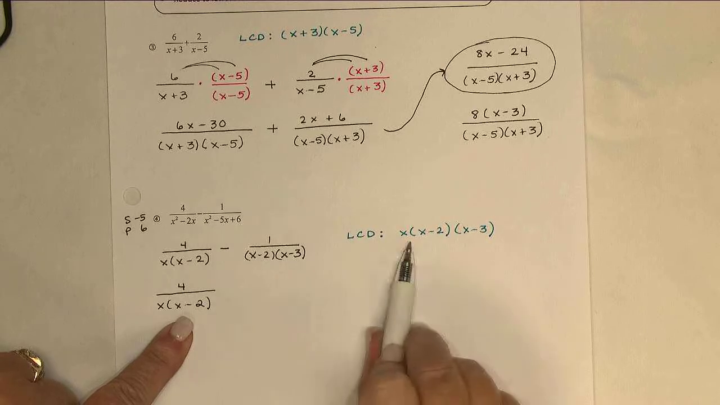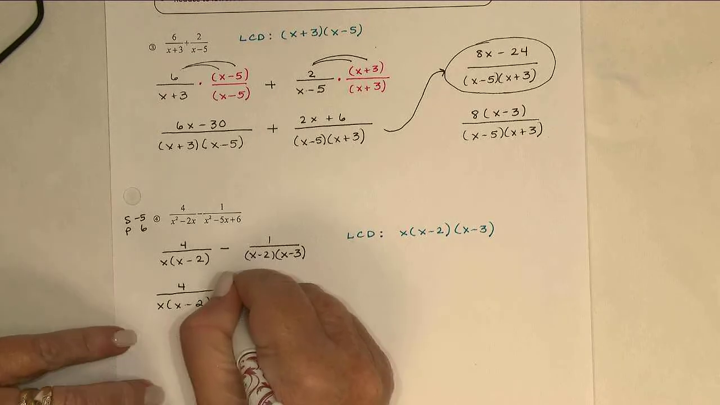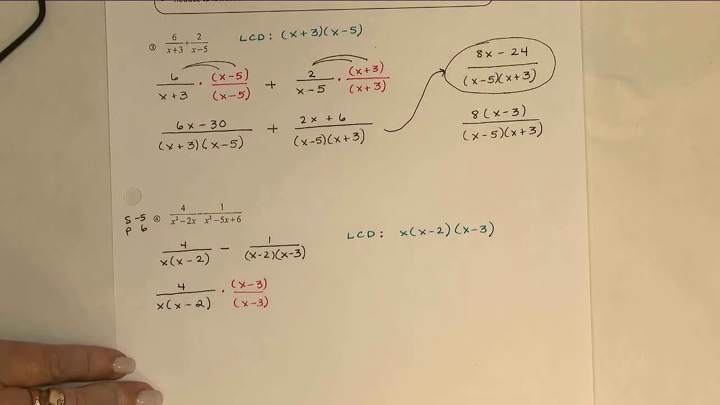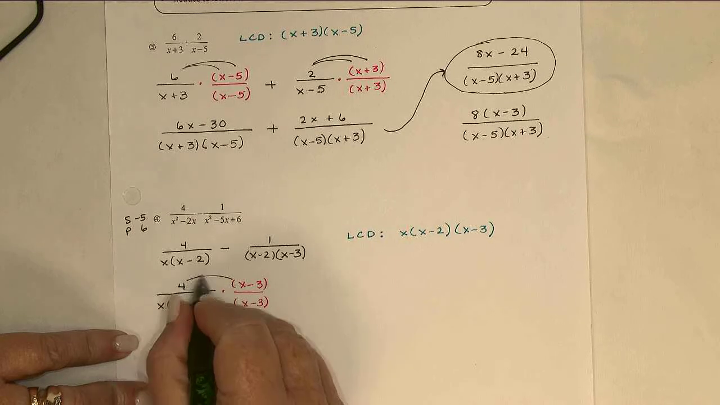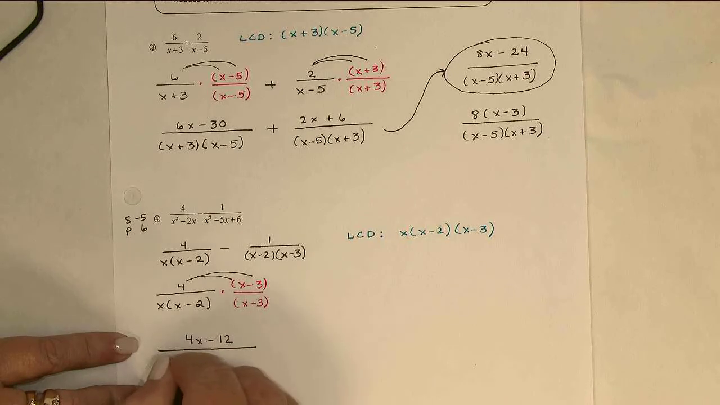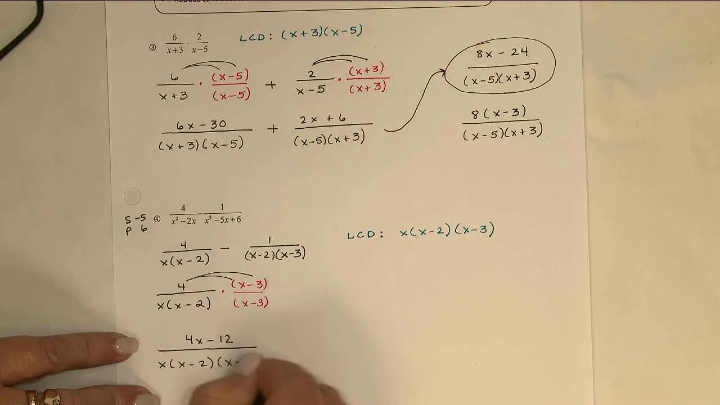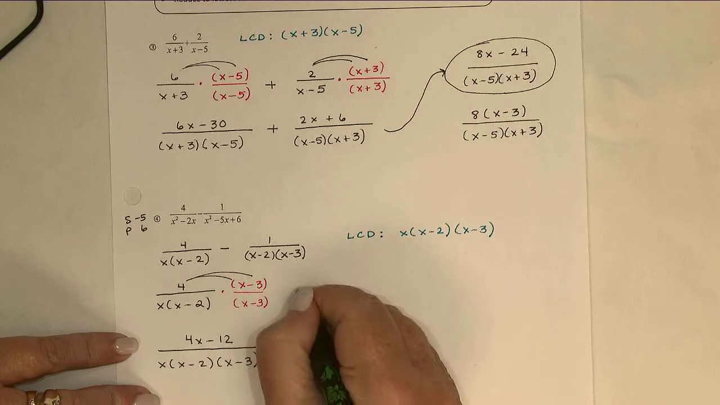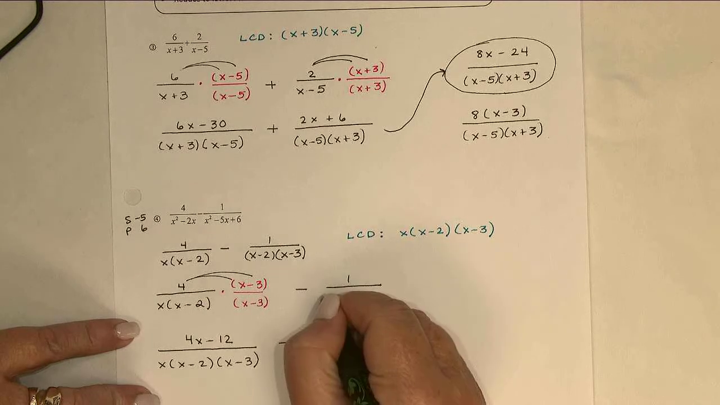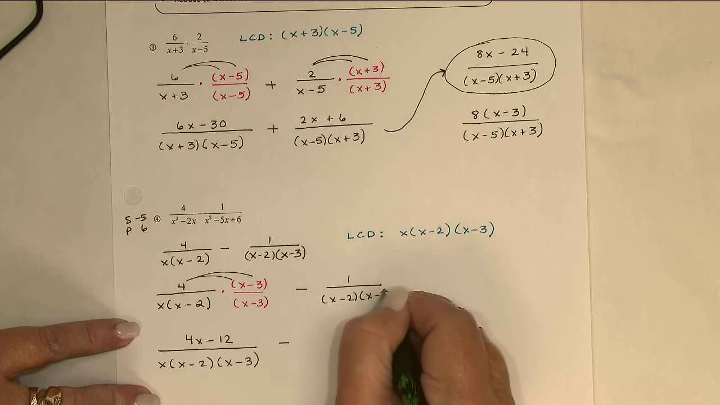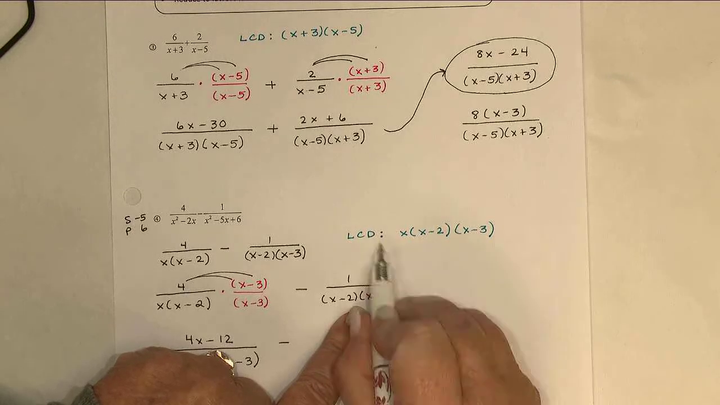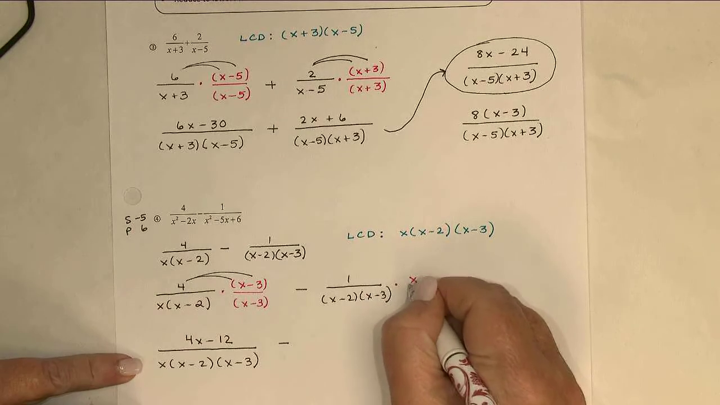In the first one, we're missing the x minus 3. So I'm going to multiply by x minus 3 over x minus 3, form of 1. And that's going to give me 4x minus 12 over x, x minus 2, x minus 3. Subtract. Second fraction was 1 over x minus 2, x minus 3. And comparing that to the common denominator, the only thing we're missing is the x. So I'll multiply by x over x.